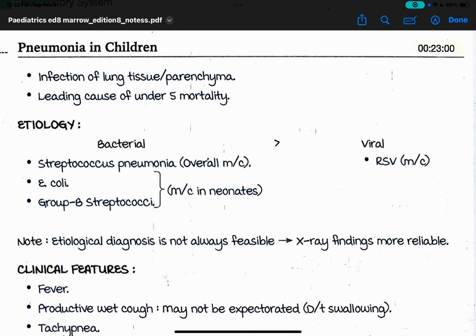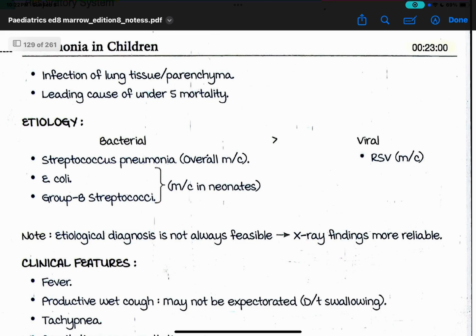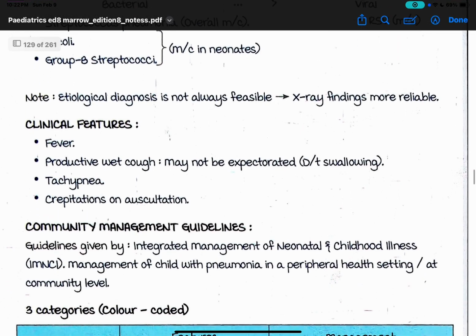Pneumonia is an infection of the lung tissue parenchyma and a leading cause of under-5 mortality. Etiology: bacterial is more common than viral. Among bacteria, Streptococcus pneumoniae is overall the most common. Most common in neonates are E. coli and group B streptococci, and among viruses, respiratory syncytial virus is the most common.